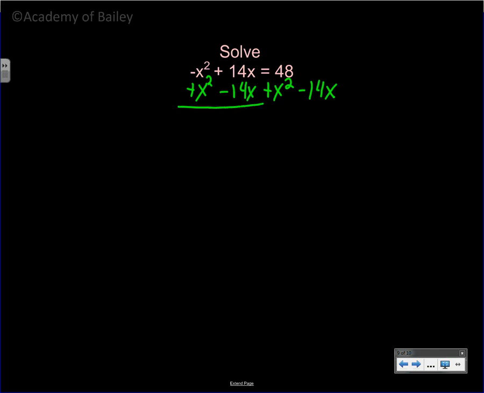When we do this, these cancel and these cancel, leaving us with 0. And then we have x squared minus 14x and positive 48, which is already left on that side. We did this because it made a positive x squared, which matches the examples that we've been working on. So go ahead and pause the video and work this out and see if you come up with the solutions that I come up with.